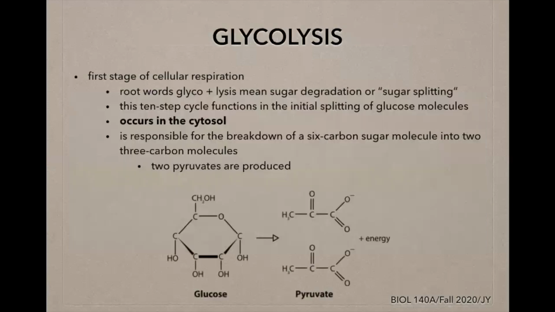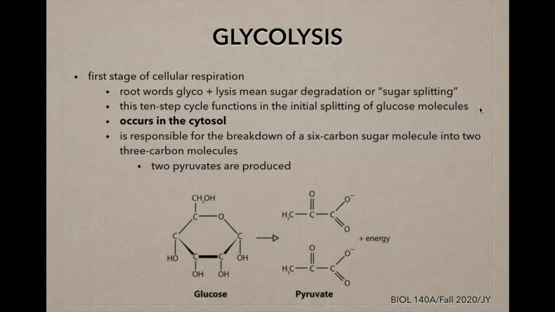So jumping into glycolysis, and this relates to the first stage of cell respiration. The root words glyco and lysis literally mean to split sugar, or just the degradation of sugar. This is a 10-step cycle which functions in the initial splitting of glucose molecules. And let me emphasize that it is the initial splitting of a glucose molecule. As I previously mentioned, glycolysis occurs in the cytosol.